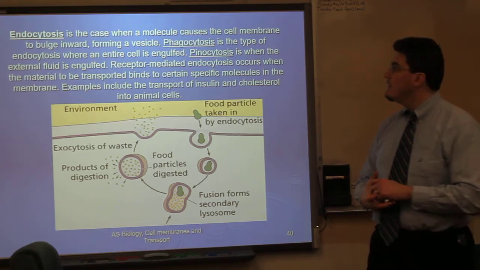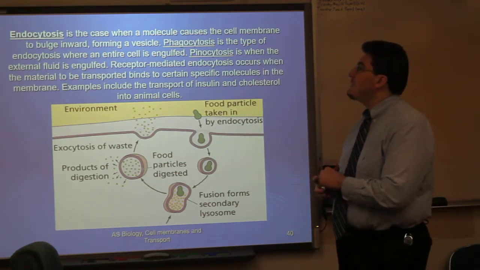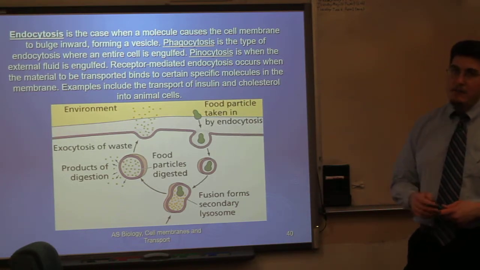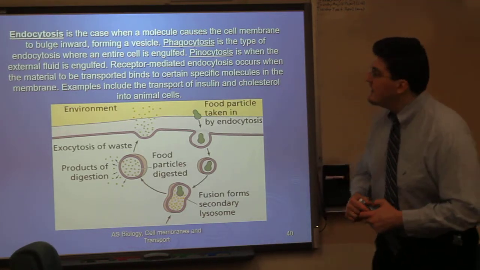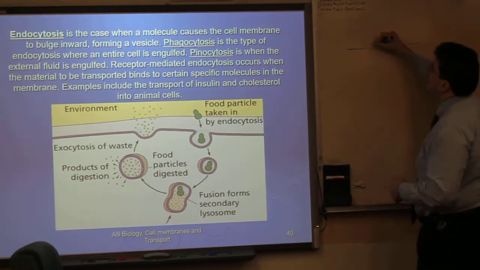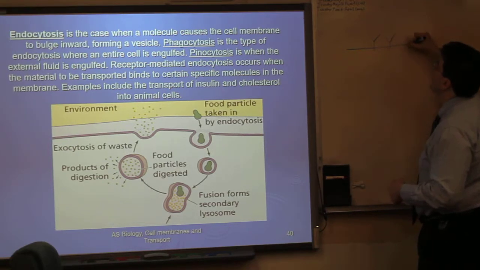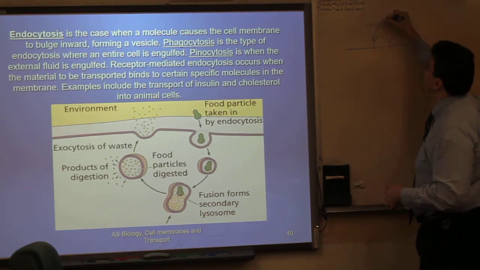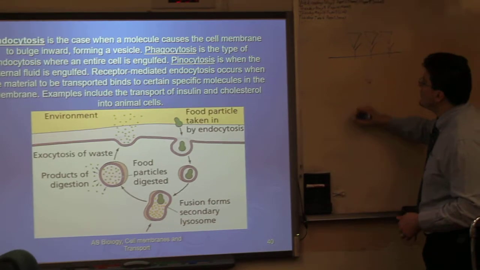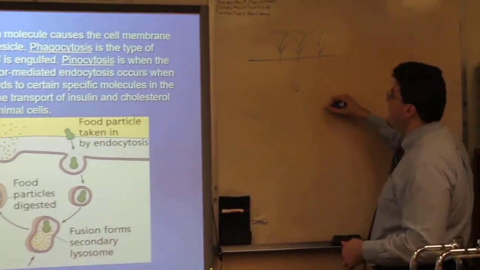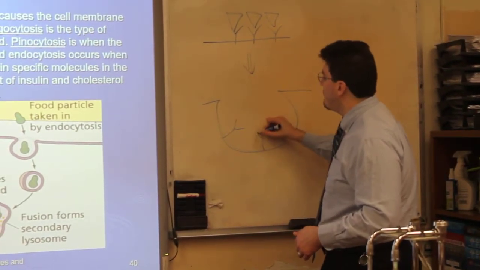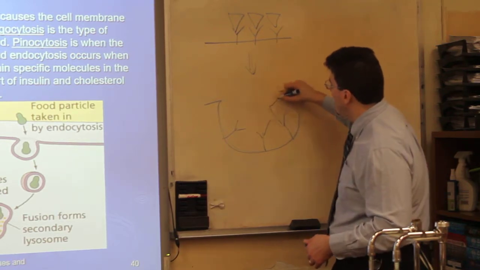Now, receptor-mediated endocytosis occurs when the material to be transported is binding to certain specific molecules on the membrane. So we have on our membrane certain receptors for stuff. They're going to hold on to molecules that we want, and then eventually, when we want to take them in, we're going to make an endocytotic vesicle that also will have those receptors on it.